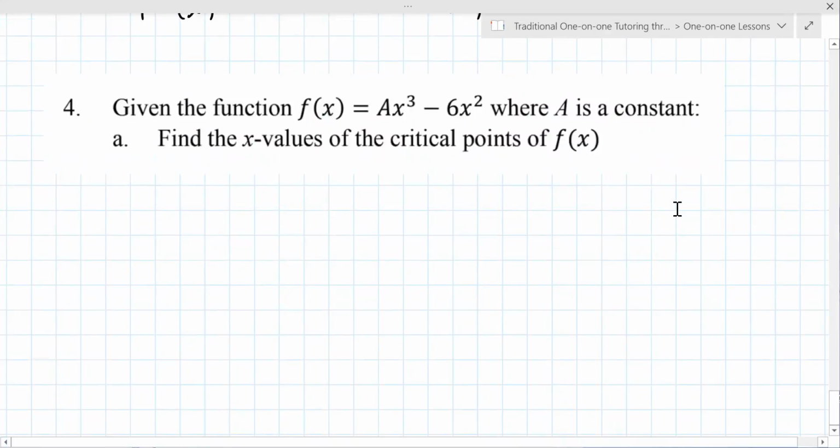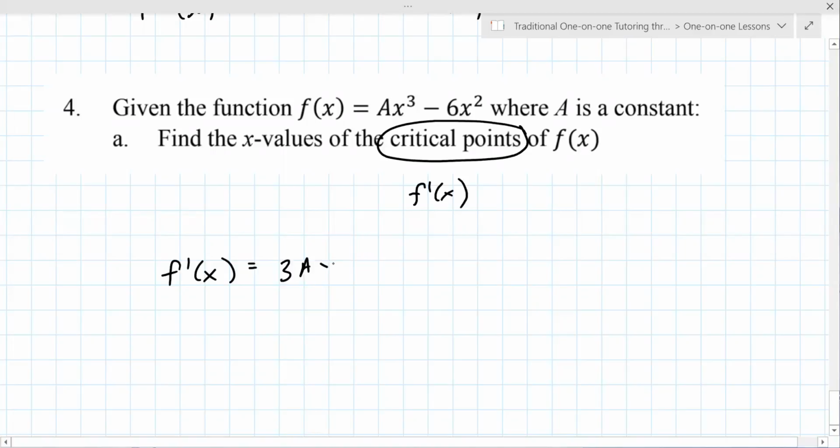Anyway, okay, it says given the function right here, great, we got a function. We need to find the critical points. So critical points come from the derivative. So we need to take a derivative of this function. What is the derivative of this first term? This would be 3ax squared minus 12x. Perfect. You set it equal to 0.